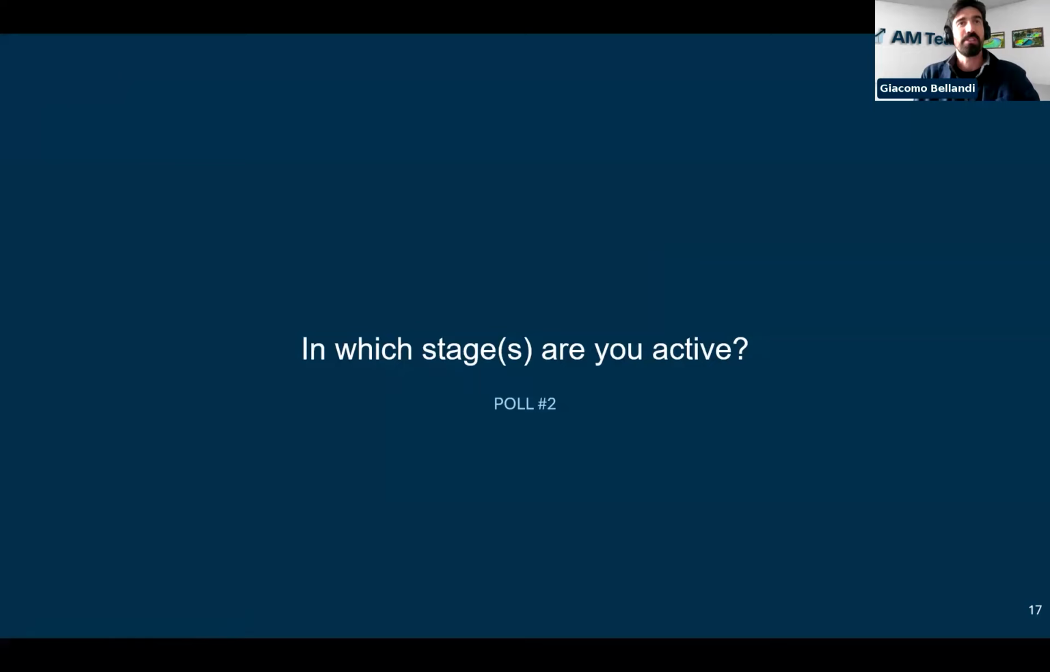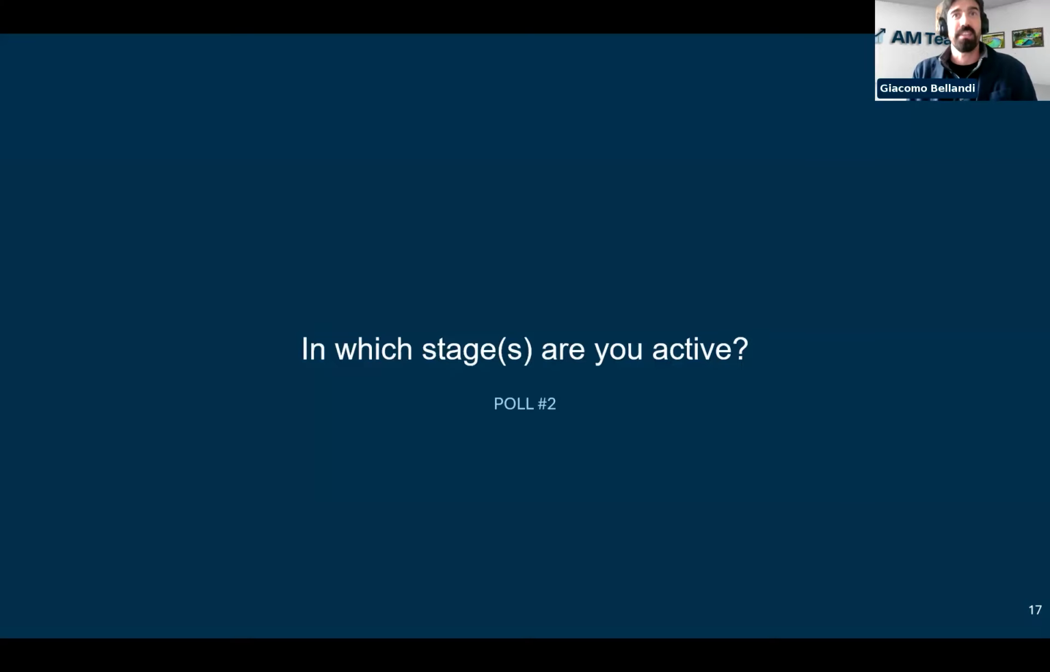Now, the question number 2 for you is, in which stage are you active? Is it the ozone or advanced treatment technology development? Or is it the strategic planning of the AOP application? Are you in the design or revamping of an existing facility, or in the operation of it? Or maybe something else. So let's wait for the result.